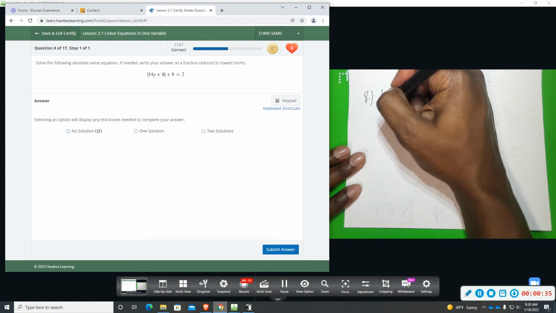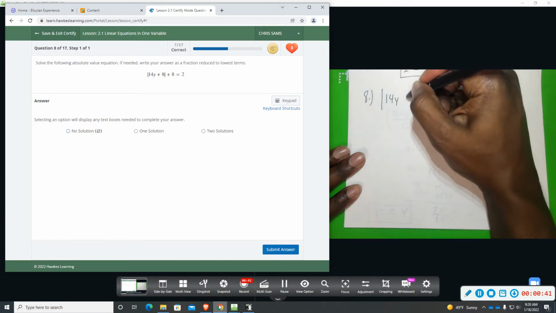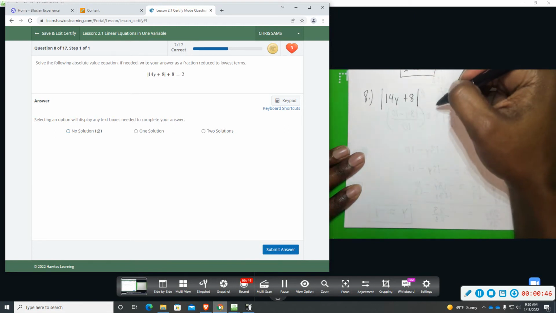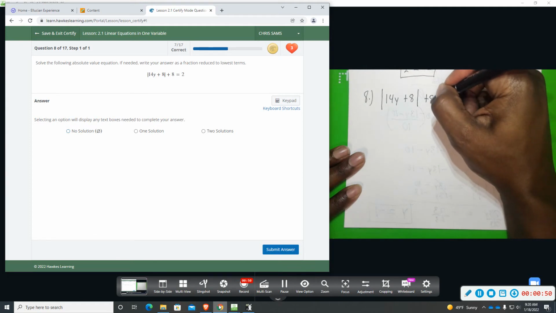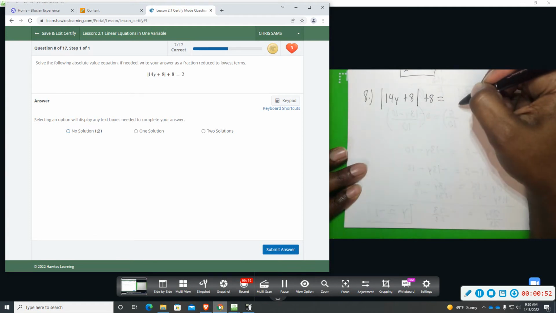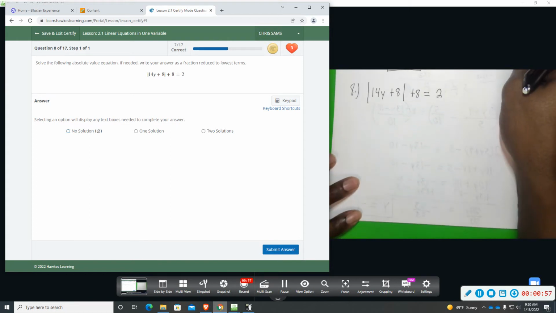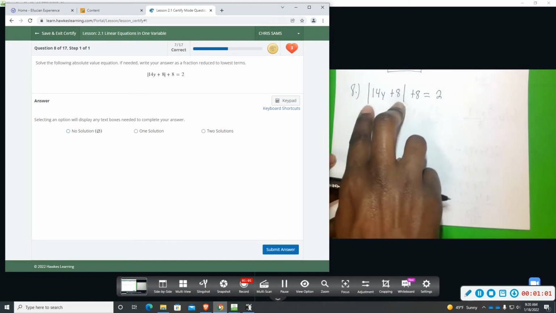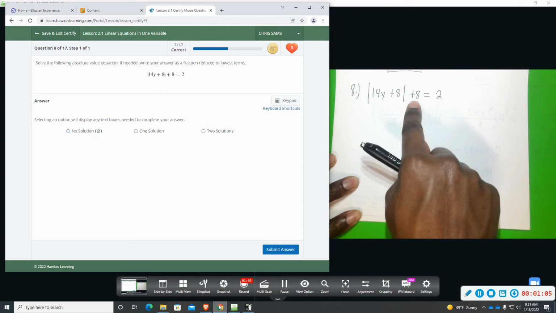So absolute value bar, and then we have 14y plus 8, closed absolute value, and then we have an additional plus 8 outside, and then that is equal to 2. Okay, so this problem isn't in a setup that we can solve it yet because we have absolute value and this plus 8 on the same side of the equal sign. So I need to get rid of this plus 8 to isolate this.